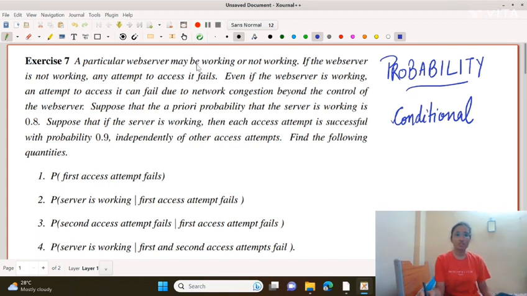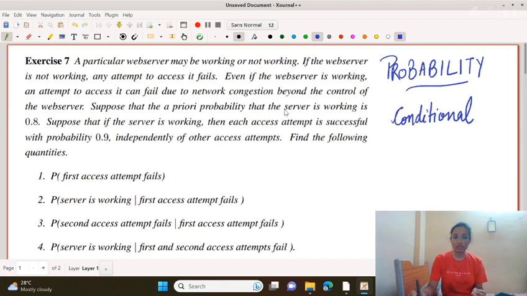A particular web server may be working or not. If the server is not working, any attempt to access it fails. Even if the web server is working, an attempt to access it can fail due to network congestion beyond the control of the web server. Suppose that a priori probability that the server is working is 0.8. So this we have been given.